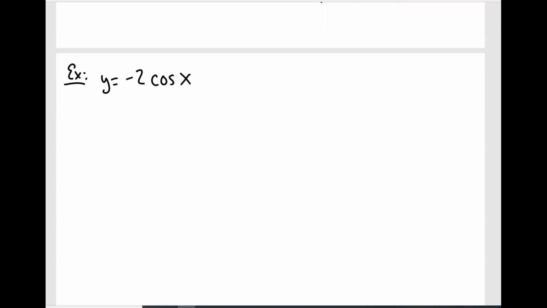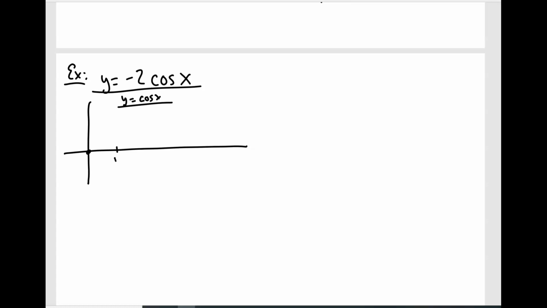Okay, so what would y equals -2 cosine of x look like? Okay, so when there's a negative in there, well, first, let's start off by drawing the regular cosine curve, so that way you can kind of see. So y equals cosine of x. We know what y equals cosine of x looks like.